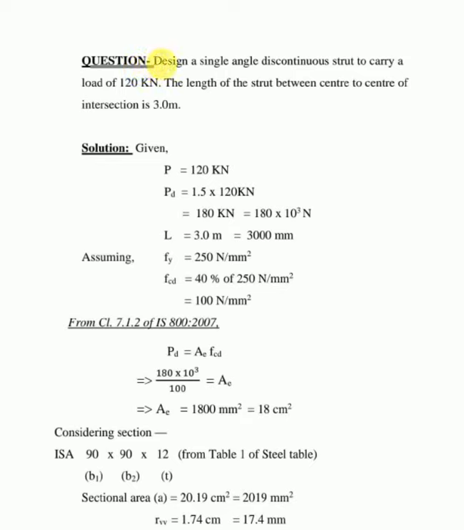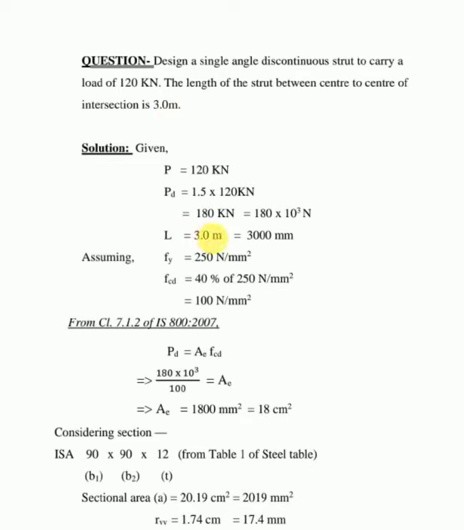It is given: design a single angle discontinuous strut. So directly in our question it is mentioned to design a single angle strut to carry a load of 120 kilonewton. So our load, which is denoted by P, is given as 120 kilonewton. Then we need the factored load denoted by Pd, which is 1.5 times P. So we'll get the load as 180 kilonewton, and then we'll convert it into Newton by multiplying it by 1000. Then the length of the strut between center to center of the intersection is 3.0 meter. That means our L is given as 3.0 meter.